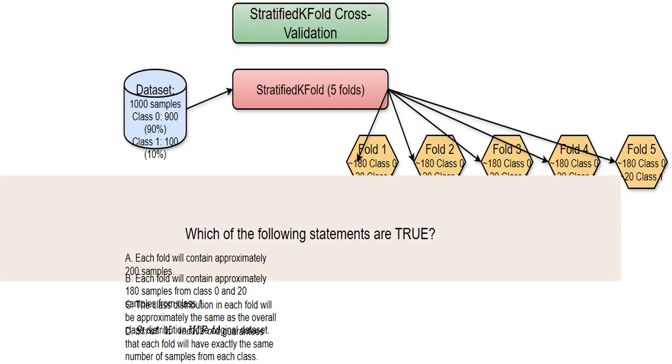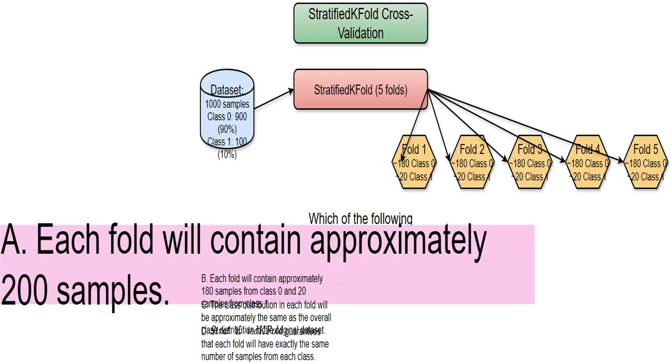This question asks you to identify the correct statements about how StratifiedKFold divides the data for cross-validation. I'll help you evaluate each statement. This statement is incorrect. While the total number of samples is 1,000 and there are 5 folds, StratifiedKFold prioritizes maintaining the class proportions, 90% class 0 and 10% class 1, in each fold. It doesn't just divide the data equally.